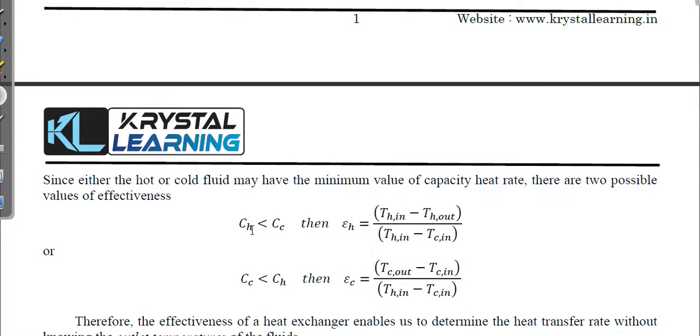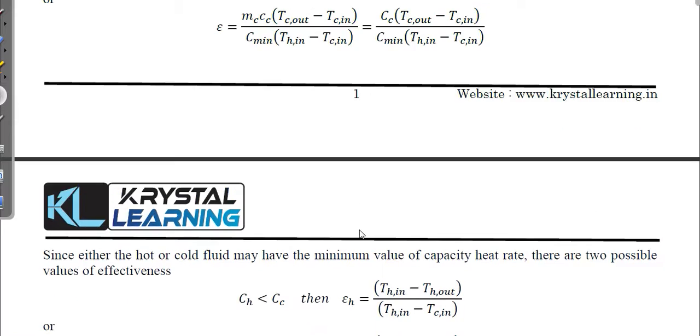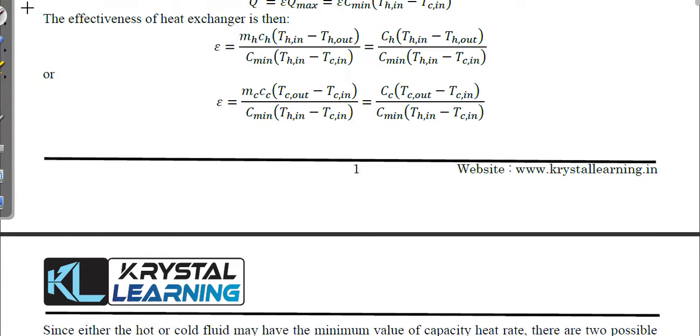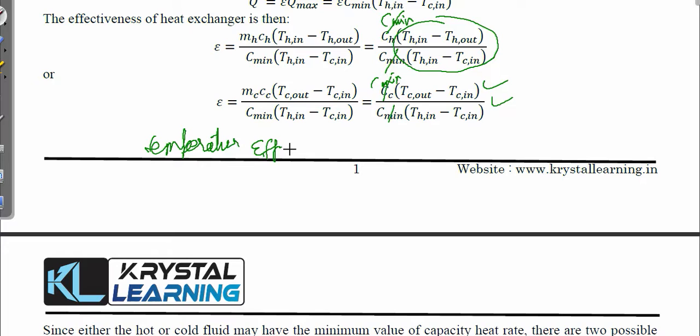If the hot fluid has the minimum value of C, then CH becomes C minimum. This C minimum and that C minimum cancel out, and we get the temperature terms. And if the cold fluid has the minimum C, then again the C minimum cancels out, and we get the temperature terms. In some books, this effectiveness is also referred to as temperature effectiveness.